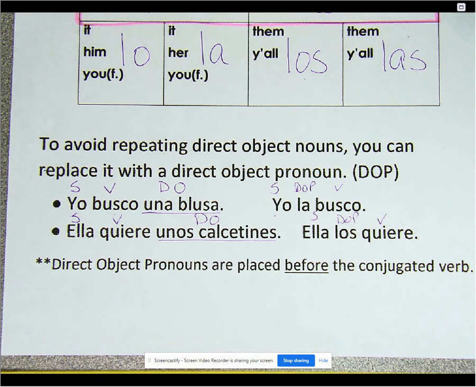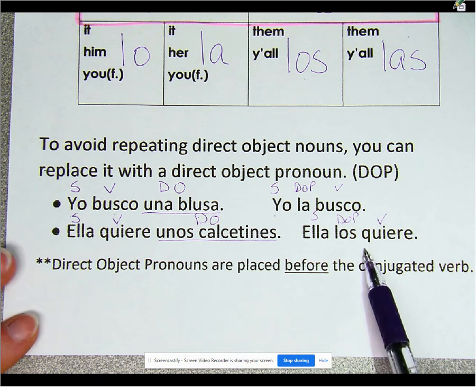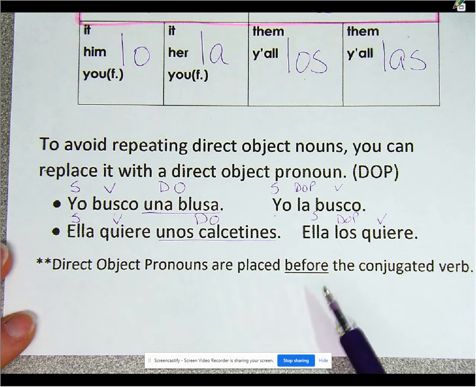All right, and as we saw in the example, just one last note, the direct object pronouns are placed before the conjugated verb.